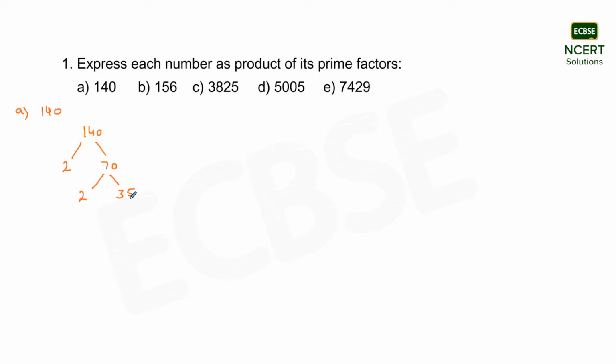But we know that the number 35 is divisible by 5, because on dividing 35 by 5, I'll get 7. So if I take the prime factor 5 out from 35, I'll be left with 7. And we know that 7 is a prime number itself. So at this stage, our factorization tree terminates.